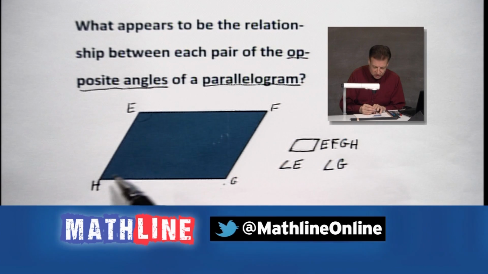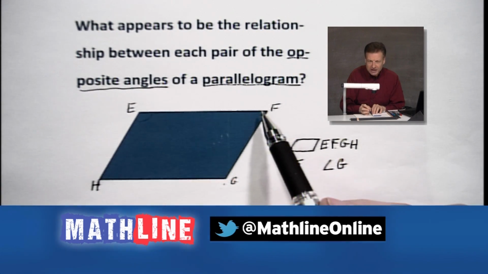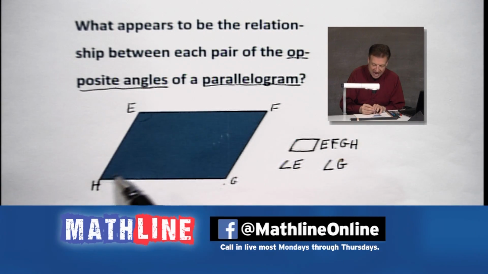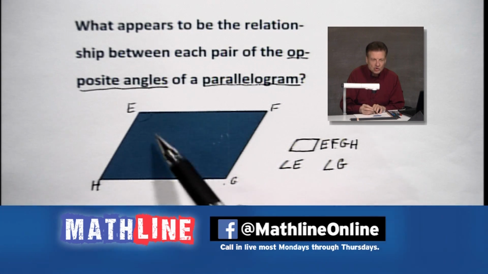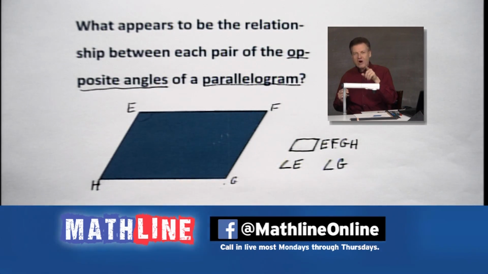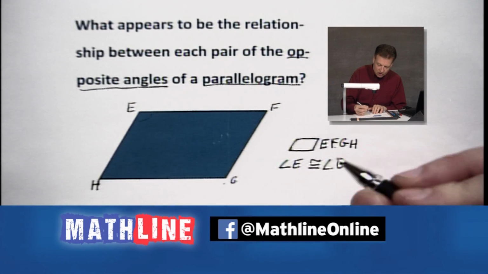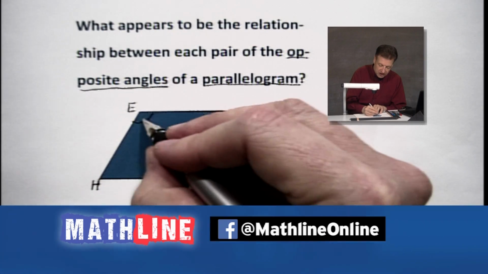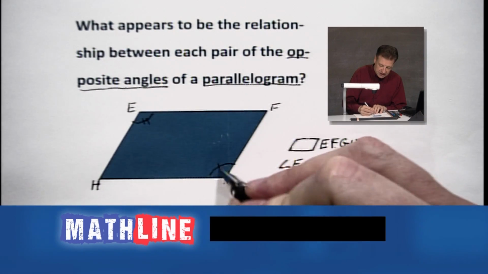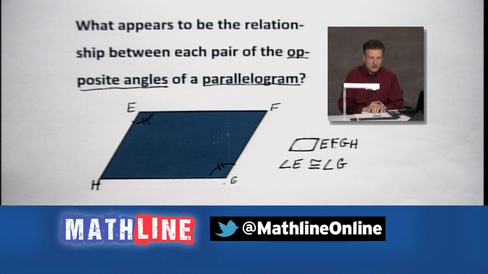Remember when we drew a diagonal back on a previous show? I'm not going to go back through it again, but we drew in the diagonal HF here, and we created two congruent triangles, which allowed E and G, yes, to be congruent. These two are congruent down there. Put two ticks on them, and that helps me out.